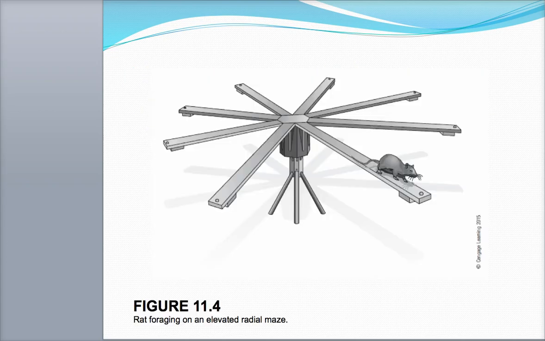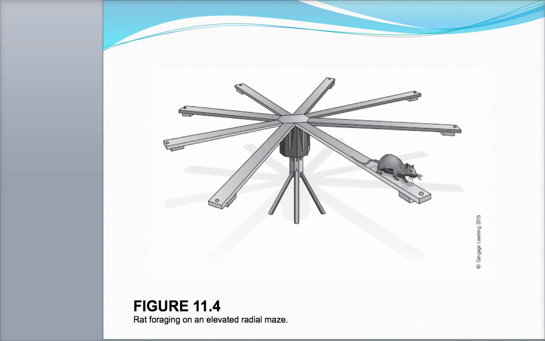So this is a radial arm maze, and here's a rat foraging on that maze. This actually comes from your textbook. This is an 8-arm radial arm maze, and the end of each arm has a little bit of food, and the rat is placed in the center, and then there's usually a camera mounted above, and they record where the rat goes in terms of foraging.